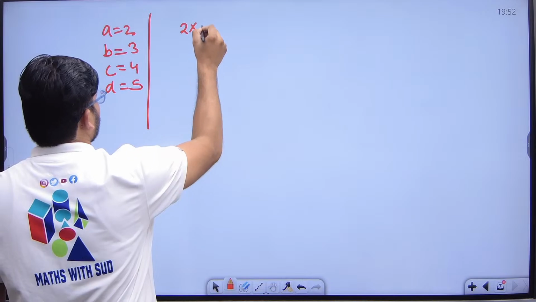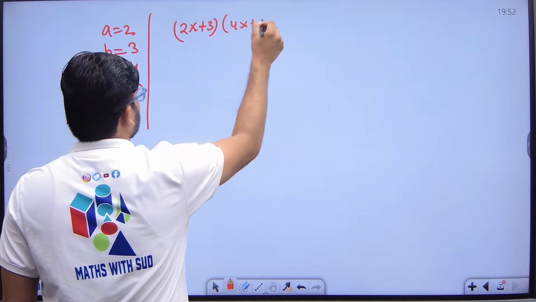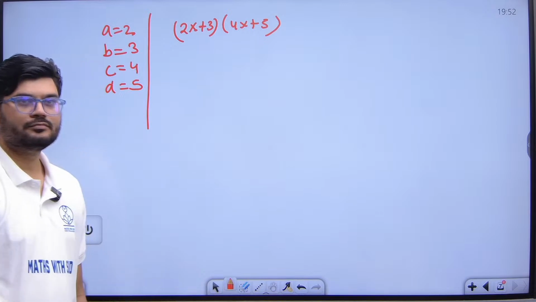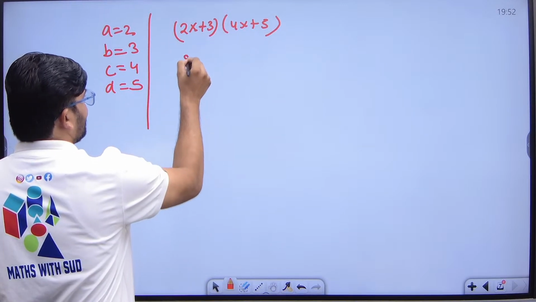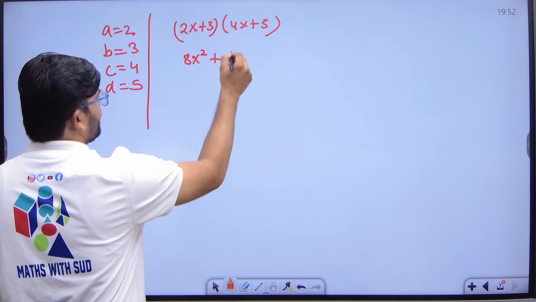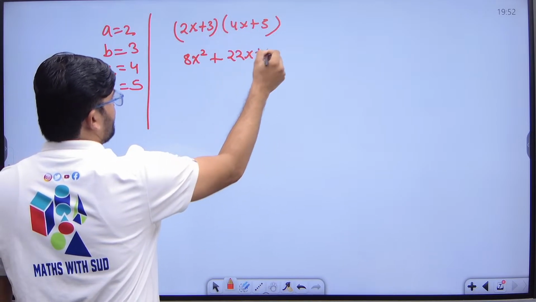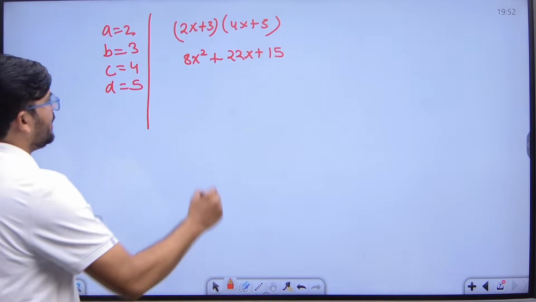You can write it like 2x plus 3 into 4x plus 5. What will be the answer that you will get? So you will get 2 into 4, that is 8x square. 2 into 5 is 10, 3 into 4 is 12, so it will become 22x plus 15. Understood? Yes. Then let's do the second case.